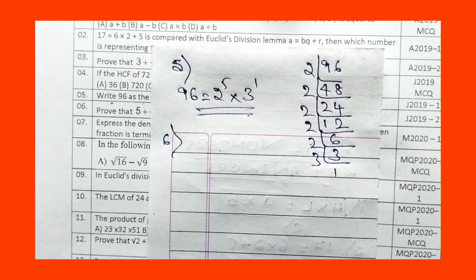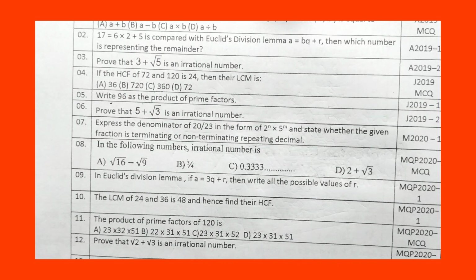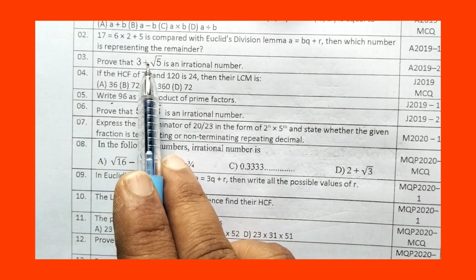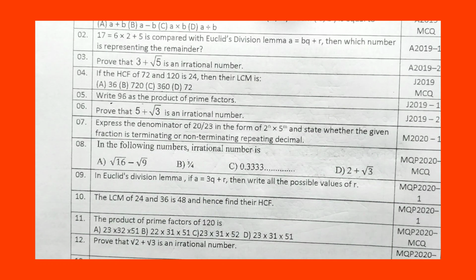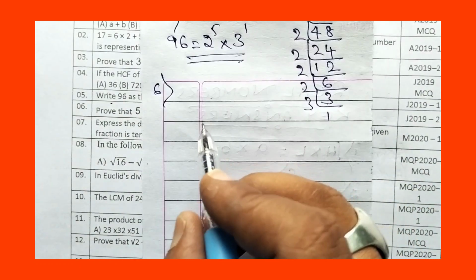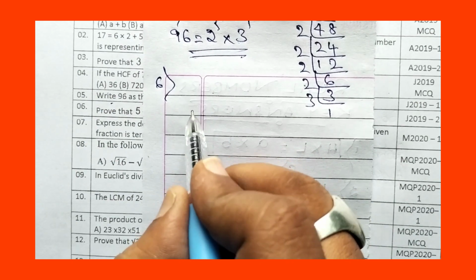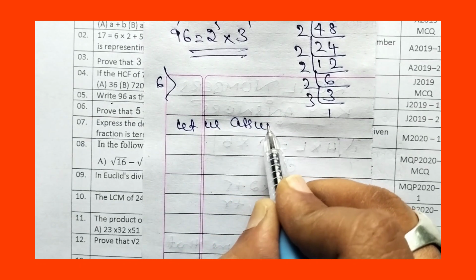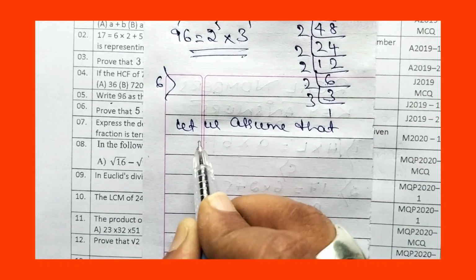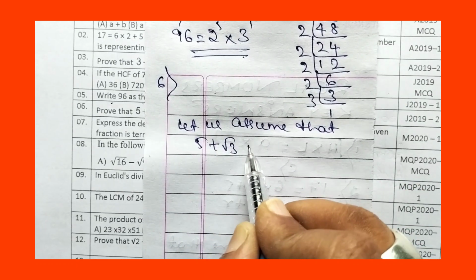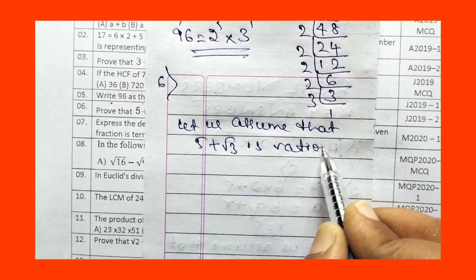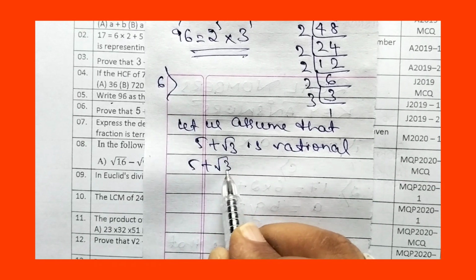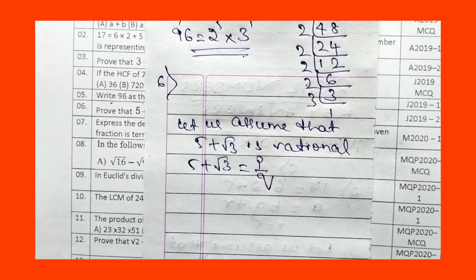Now let us move to the next question, the sixth one, that is: prove that 5 plus root 3 is an irrational number. Here, they have given the opposite of what we saw earlier. So let us answer this question. Let us prove that 5 plus root 3 is irrational. First, let us write the first sentence. Let us assume that 5 plus root 3 is rational. If it is rational, then 5 plus root 3 is equal to P by Q.